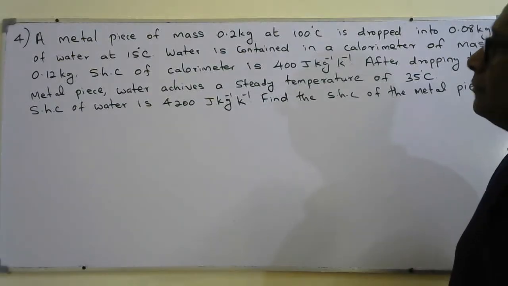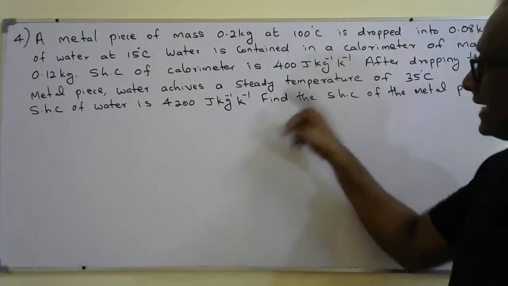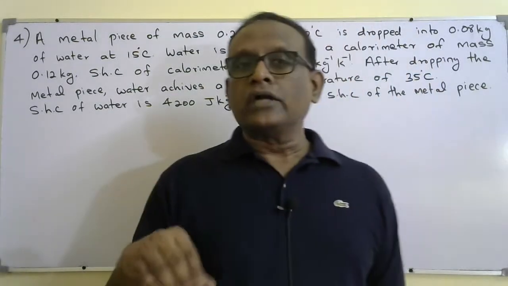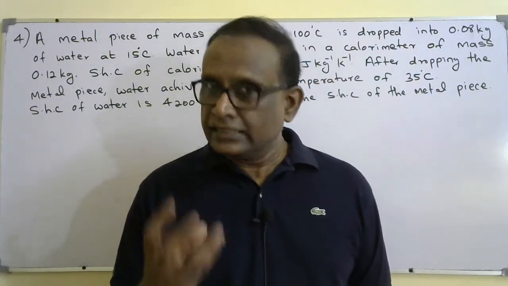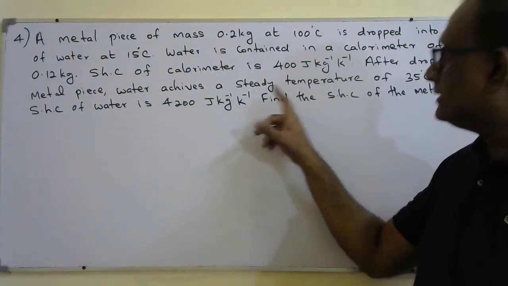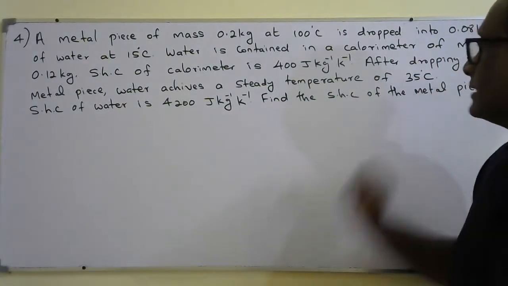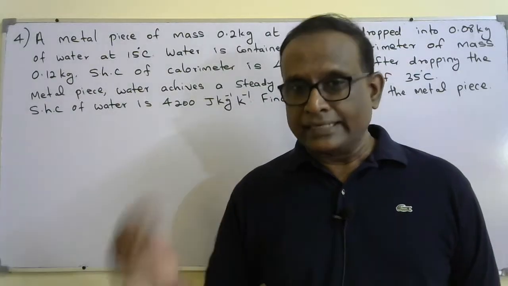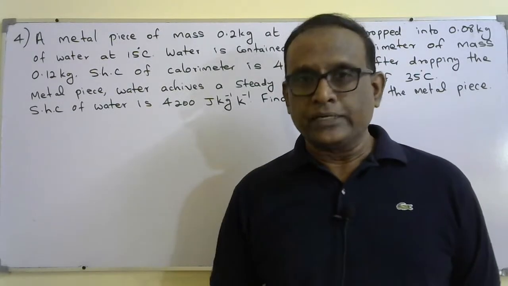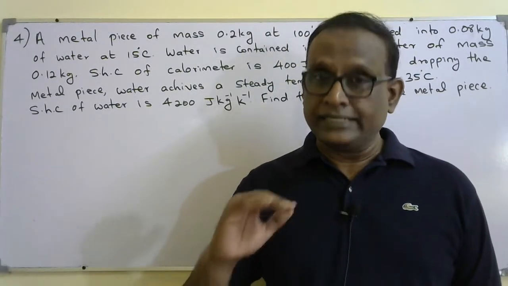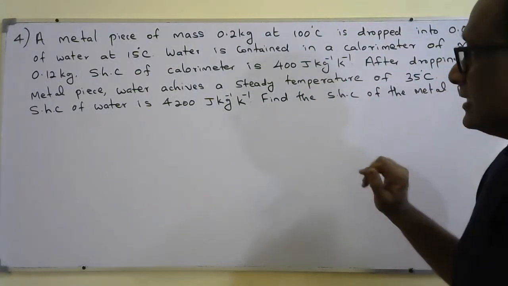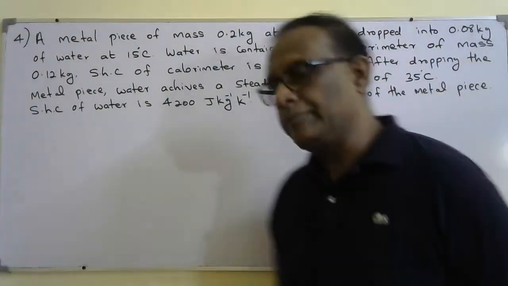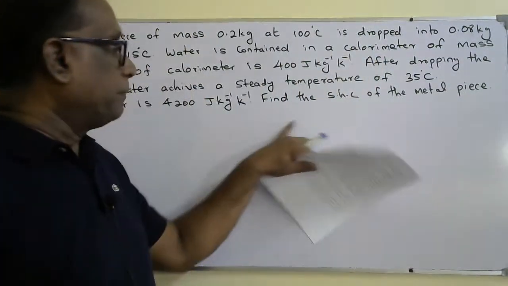After dropping the metal piece, the water achieves a steady temperature, because the metal piece is going to lose heat while both the water and the calorimeter container gain heat. The final steady temperature becomes 35 degrees Celsius. So all 3 components, the metal piece, water and calorimeter, will finally be at the same temperature, 35 degrees Celsius. You will find the specific heat capacity of the metal piece.